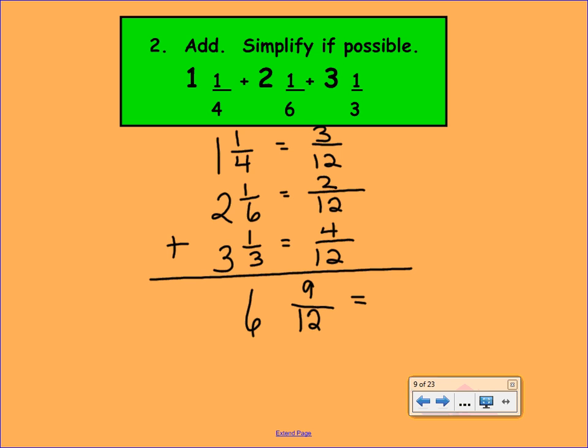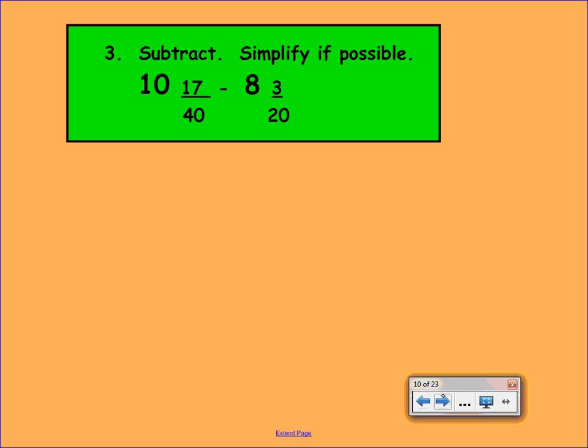And I look at it and I say it needs to be simplified. That 9/12 can be simplified to 3/4. So my final answer there would be 6 3/4. Take a look at the third problem.